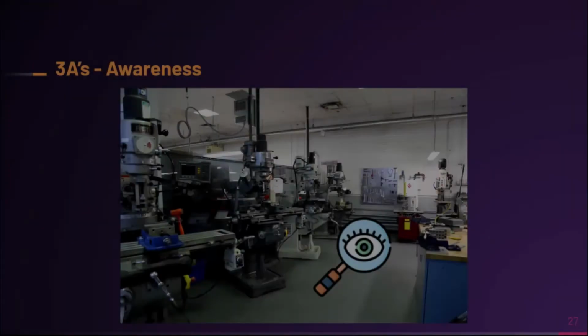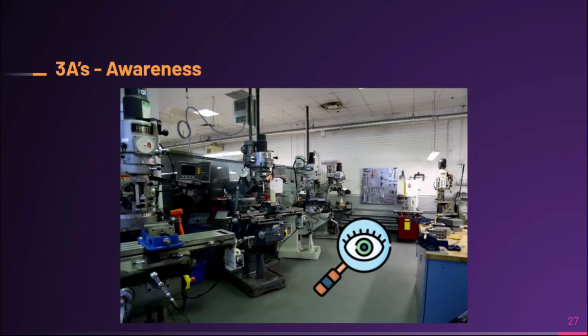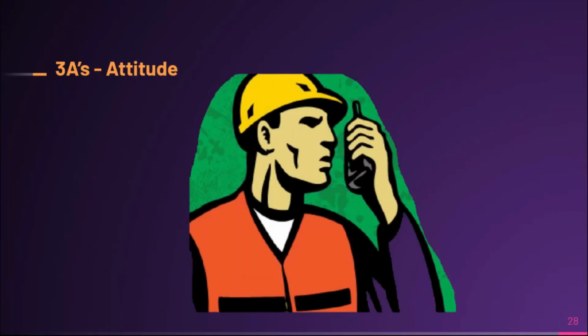The first thing we want to do is be aware of our surroundings, so inspect the machine shop for any unsafe machines or people. Some hazards to look out for are materials blocking exits, spilled water, frayed electrical cables, machines without machine guards, lots of dust, and so much more. The next A we need to consider is attitude.